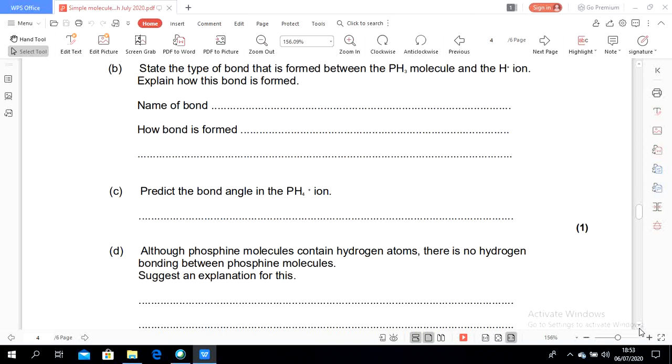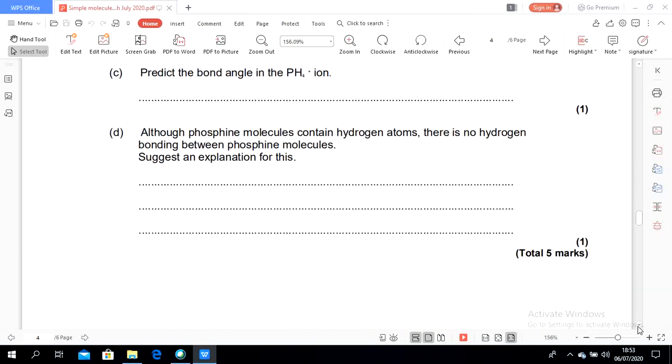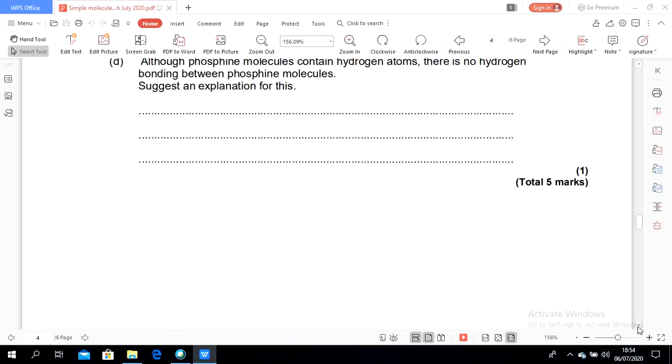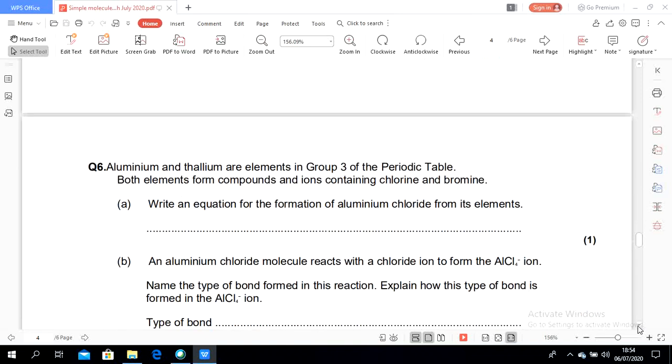Why? Because phosphorus is not as electronegative as nitrogen. So the difference in electronegativity between phosphorus and hydrogen is small. That's why it does not have hydrogen bonding.